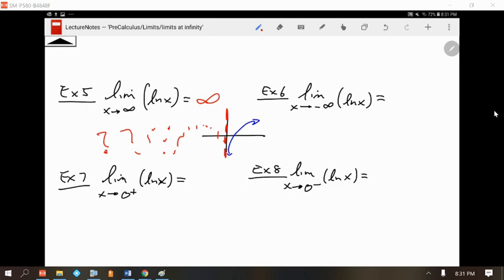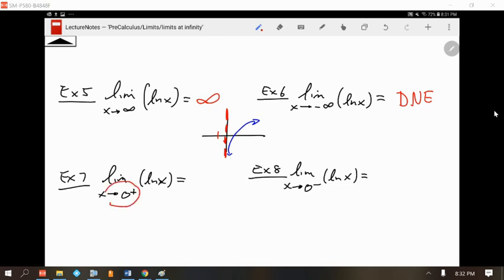Okay, so example 6, all of a sudden things got a little quirky, in that we have an answer that is not infinity or negative infinity. So far, all of the answers have been infinity or negative infinity, right? But for example 6, we have a DNE. As x goes to negative infinity, the natural log function doesn't exist. It's not there. There isn't a limit. Now, questions 7 and 8, actually only number 7, I answered on another video from a long time ago.